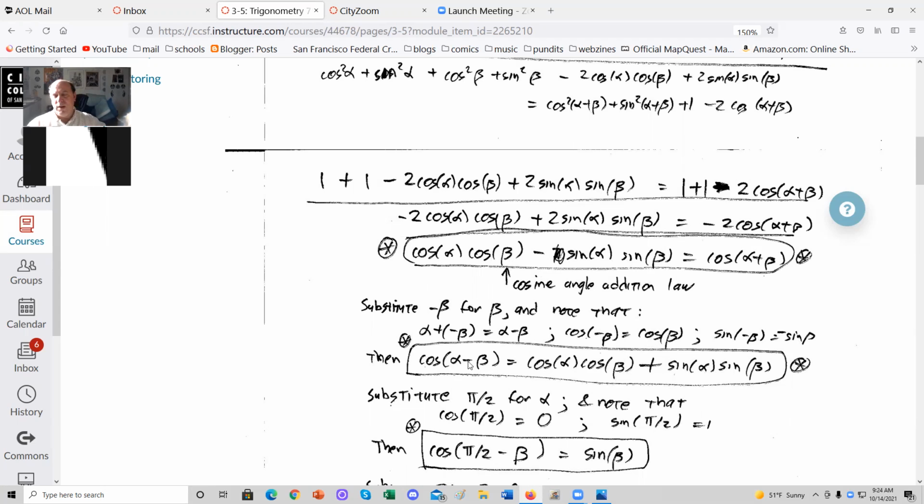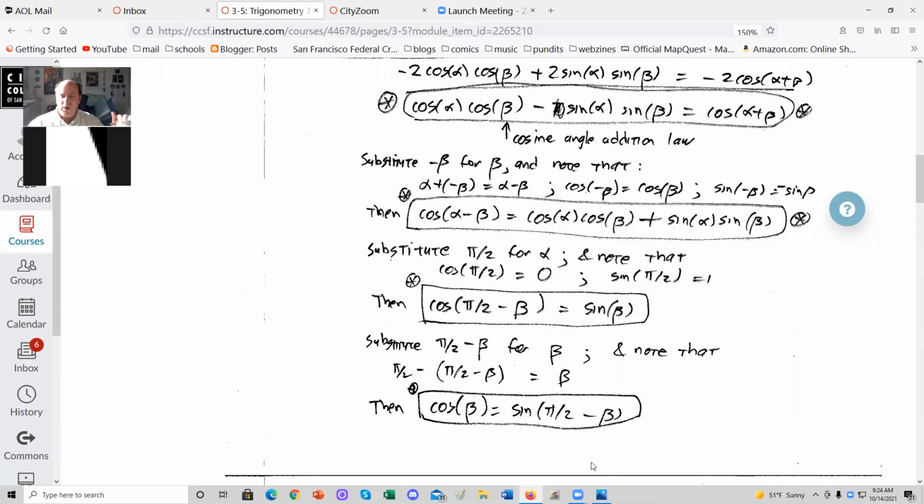If we substitute pi over 2 for alpha, and given that cosine of pi halves is 0 and sine of pi halves is 1, it follows that cosine of pi halves minus beta equals sine beta. That's the complementary law. We've seen this before. Now this is true for general formulas. And if you substitute pi halves minus beta here and here, and since pi halves minus the quantity pi halves minus beta is beta, we get cosine beta equals sine of pi halves minus beta. So we, excuse me.